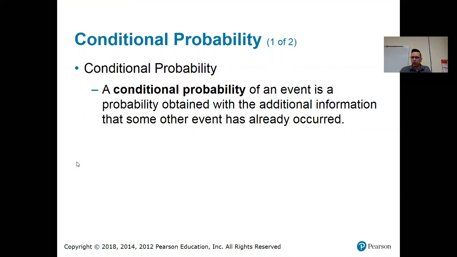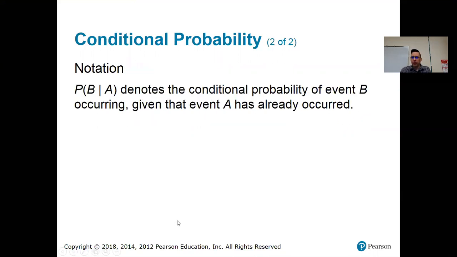But now I think we need a formula for it. So this is the notation that we use for conditional probability. This is read the probability of B given A. The probability of B given A. That denotes the conditional probability of event B occurring, given that event A has already occurred.